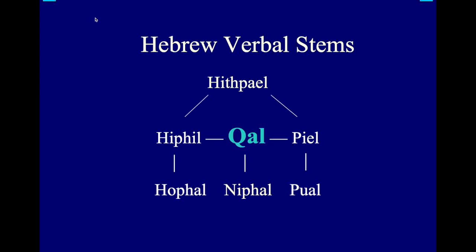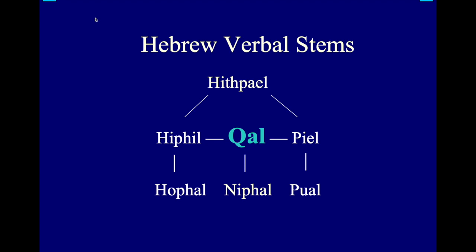Think of it like a house, right? You got the Qal in the middle, and then the Niphal and the Piel on either side. These are other stems that we haven't gotten to yet, but we will. And on the top, there's the Hitpael, which is one of the strangest of all. And then underneath, you have the Hofal, the Nifal, and the Pual. Okay, so let me just explain this very basically.